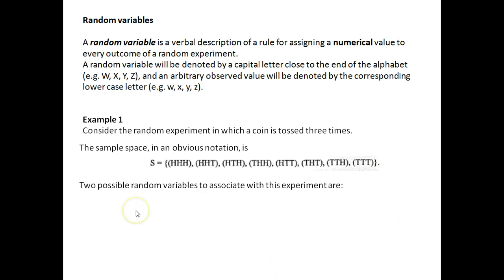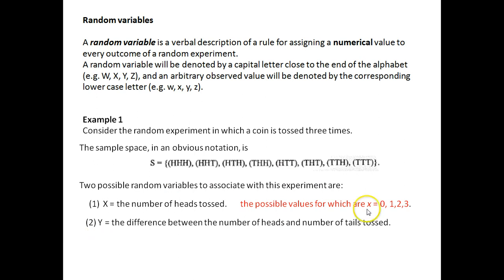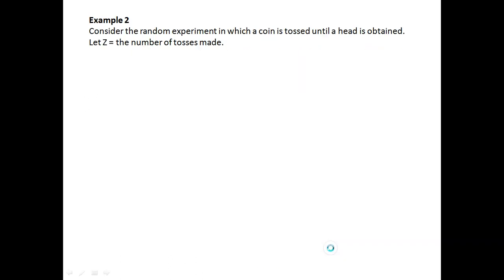Two possible random variables to associate with this experiment could be, 1, the number of heads tossed, so we could be counting that. It could be 0, or 1, or 2, or 3. 2, the difference between the number of heads and the number of tails tossed. So having possible values, well, if there are 3 heads there'd be no tails, so the difference between them would be 3, or 1 if there's 2 of one and 1 of the other. So 1 and 3 would be the possible values of Y.